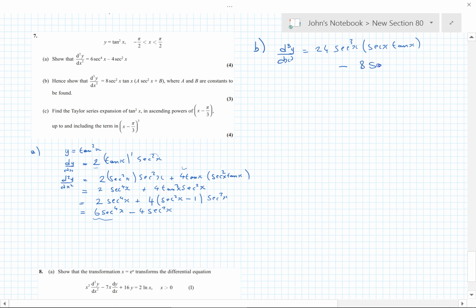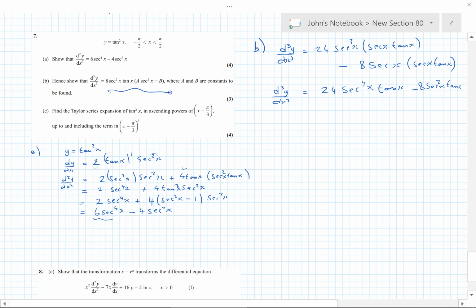And that's going to be sec x to the 1, if you like. And then sec x differentiated again is sec x tan x. Okay, so it gives us d3y by dx cubed is equal to 24 sec to the 4x tan x minus 8 sec squared x tan x.